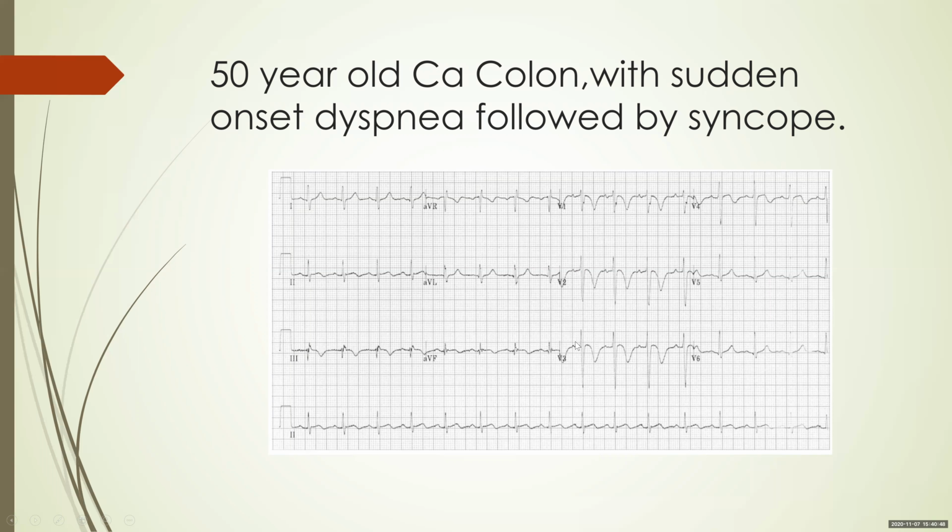So whenever you have new onset T inversions in the inferior leads and the anterior leads, in the background of sudden onset dyspnea, think of pulmonary embolism. This was described by Marriott. This is actually again a life-threatening cause, but not CAD of T inversion.